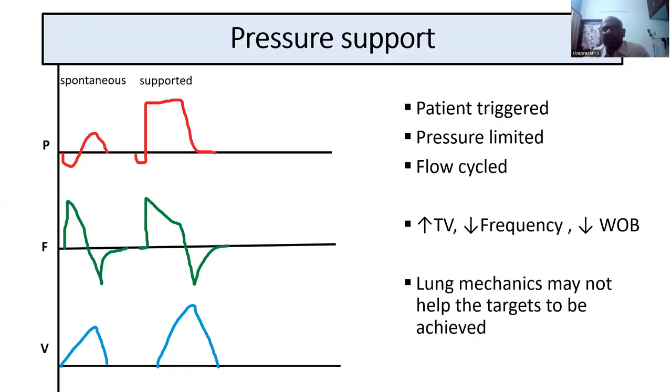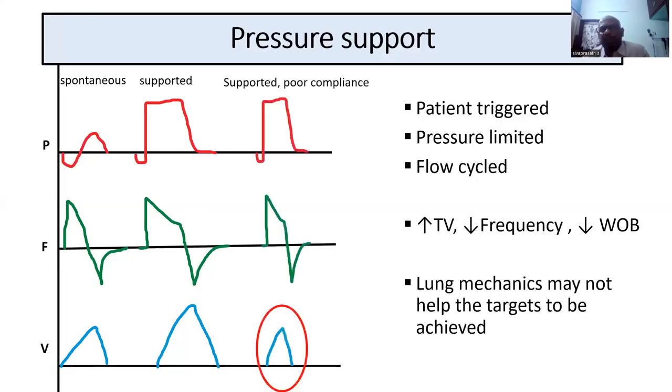See, if the lung mechanics are not good, only the same pressure that you have set will be given, and the tidal volume will suffer, like the same problem with pressure control ventilation. Suppose you set 15 centimeters of water in a poorly compliant lung. That 15 centimeters of water pressure support will be given, but the tidal volume may not be achieved. That is the problem with pressure support.